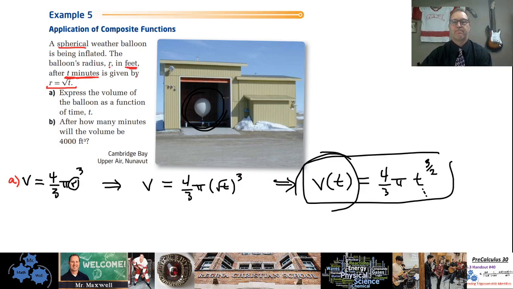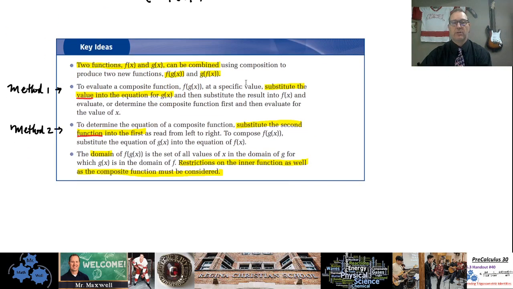All right. So here are just some key ideas for 10.3. Two functions can be composed. One can go inside the other or vice versa. Method 1 is substituting a value into the inner function first, then that result into the outer function. And method 2 was slamming both functions together, simplifying them, and then putting your input value in, the first x, the input value right there.